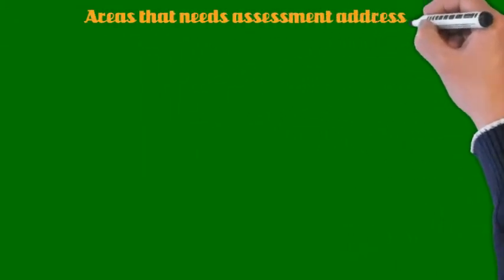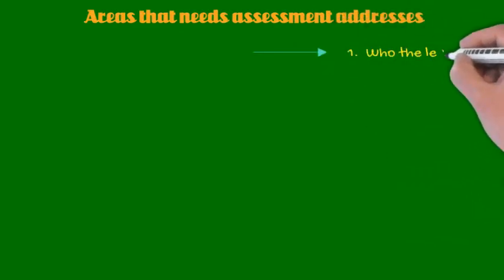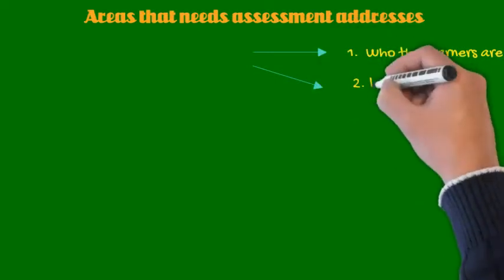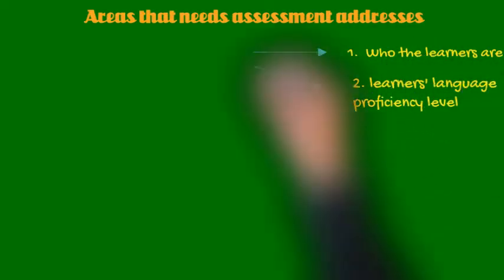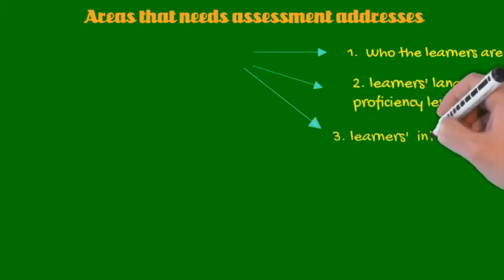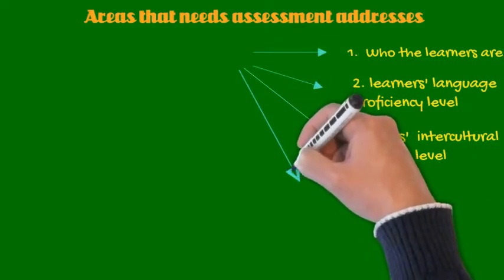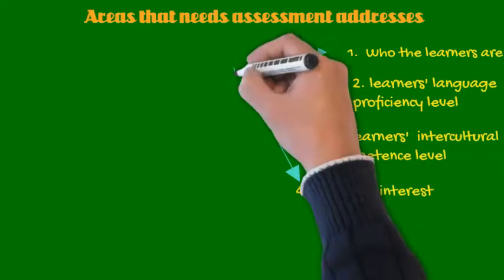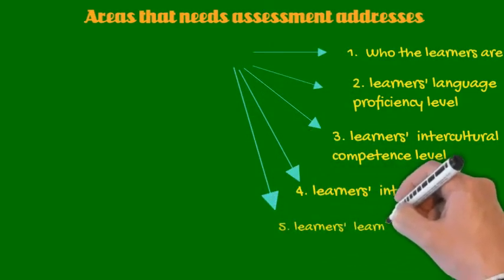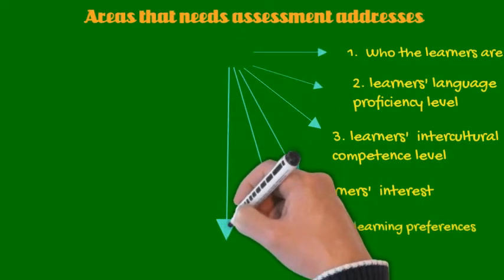After you understand the purpose of the need assessment, you have to understand also the areas that need assessment should address. The first one, need assessment should address who are the learners, and the second one is the learner's language proficiency level, and then learner intellectual competence level. You have to understand about that. And after that, you have to ask questions about the learner interest, and then learning preferences. What are their preferences, and then what are their attitudes.